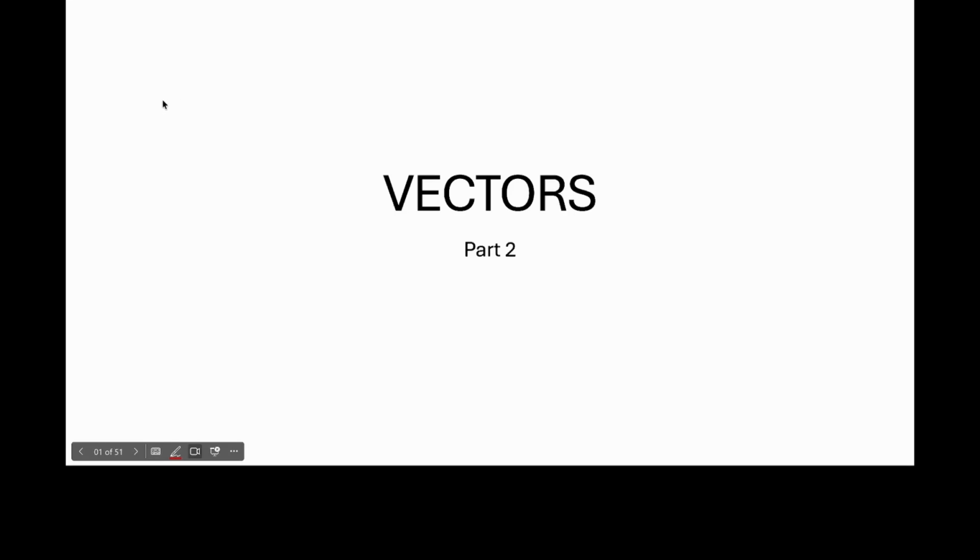Let's start with the remaining types of vectors. So the next being anti-parallel vectors. So when we say anti-parallel vectors, we can say these vectors which have opposite direction are called as anti-parallel vectors.